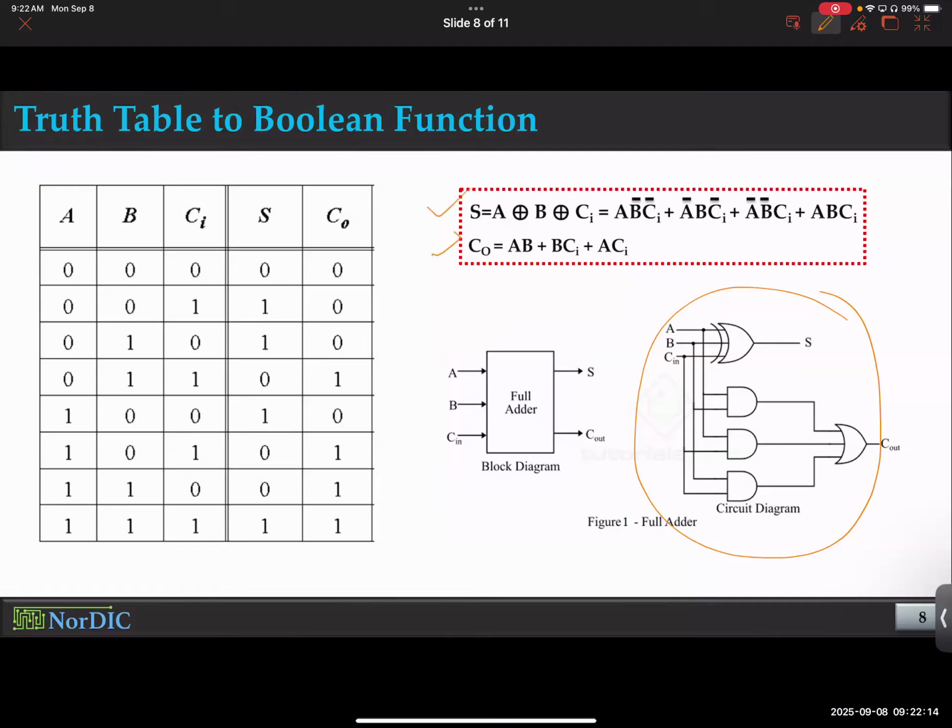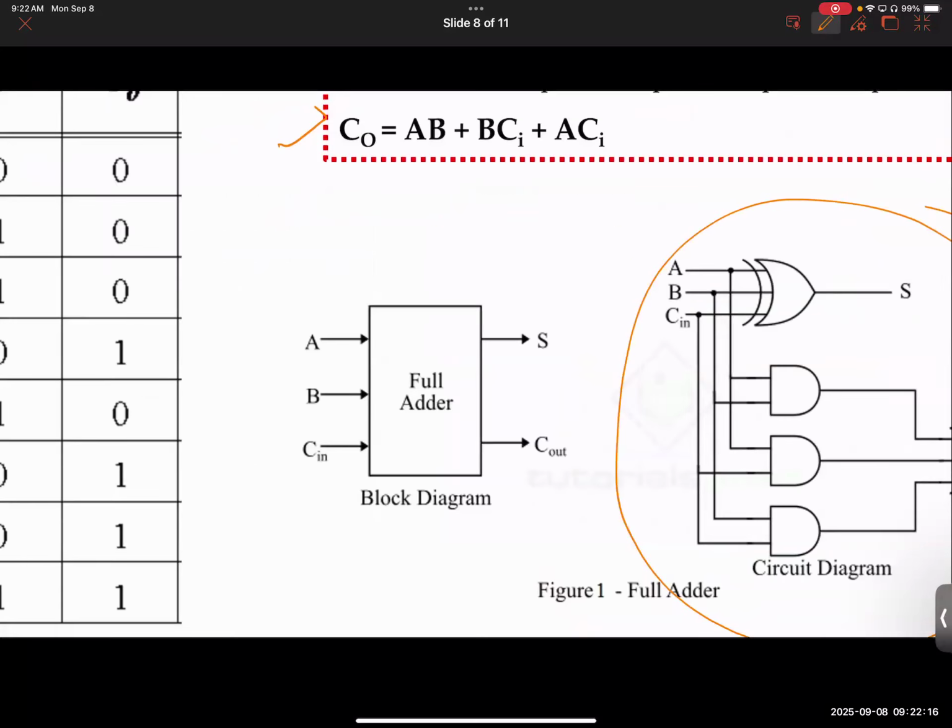Can you see that? So this is the symbol of an XOR gate, and you have three inputs, A, B, C. So you're doing A XOR B XOR carry in, and that's your sum. Make sense? Yes.